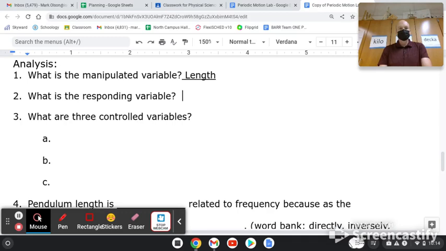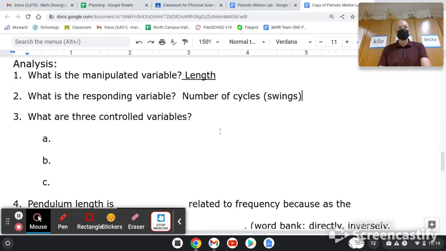Responding variable, okay, the responding variable: we let it swing for 30 seconds, and we measured the number of cycles, or you can call it swings if you want, but a swing back and forth is a cycle. All right, then we use that.